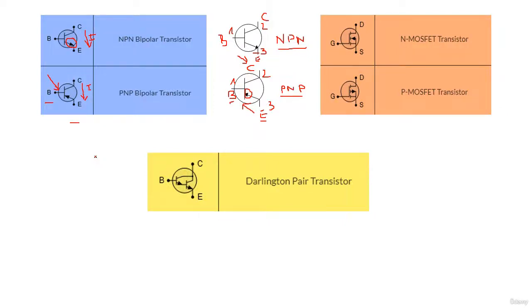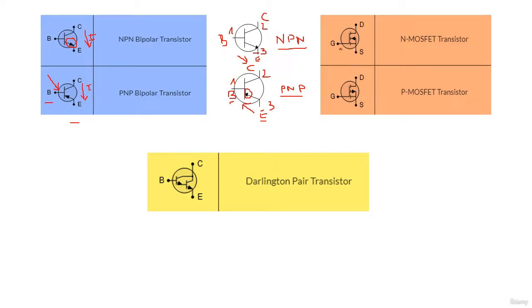Now let's look at the MOSFET, as you see here. So we have two images. These are two symbols of MOSFET. Okay, so the symbol of MOSFET is slightly like the symbol of the transistor, but there are some differences.